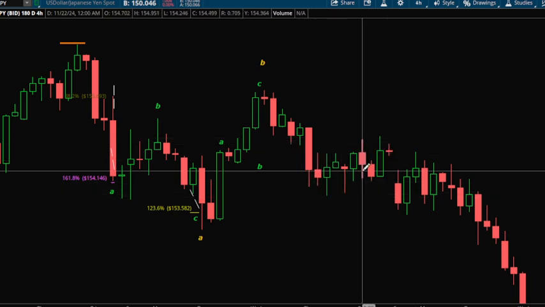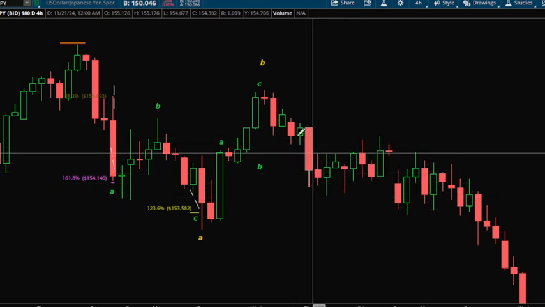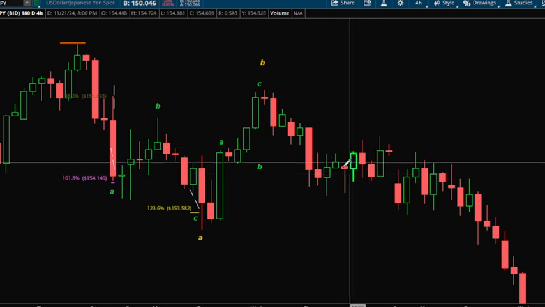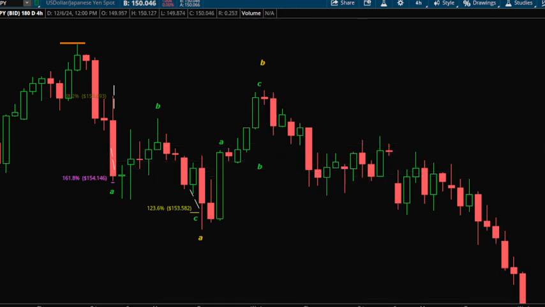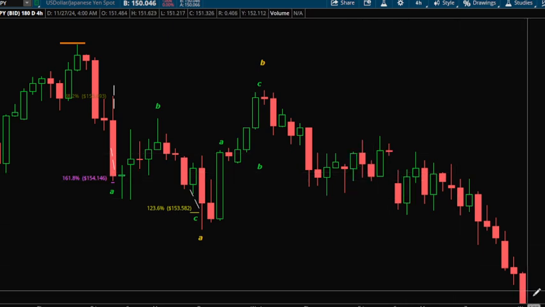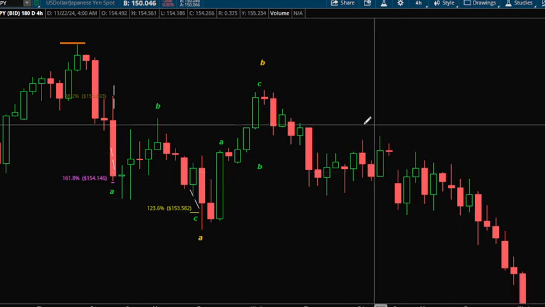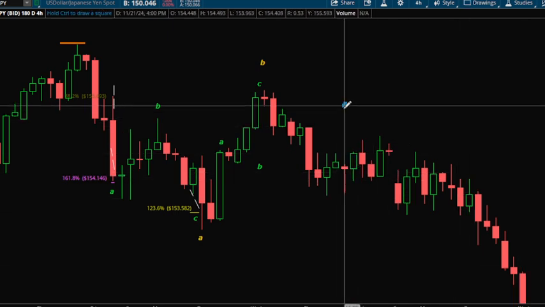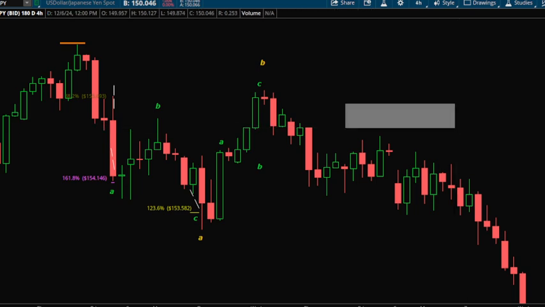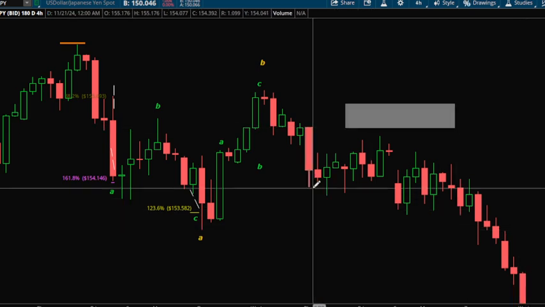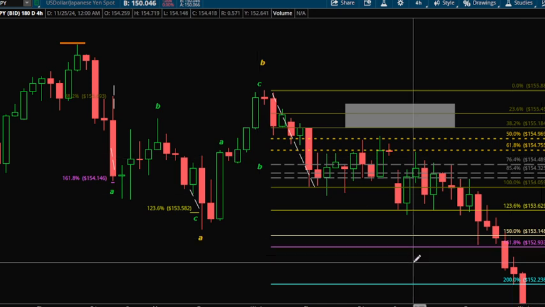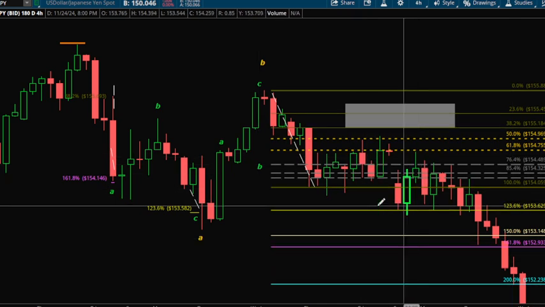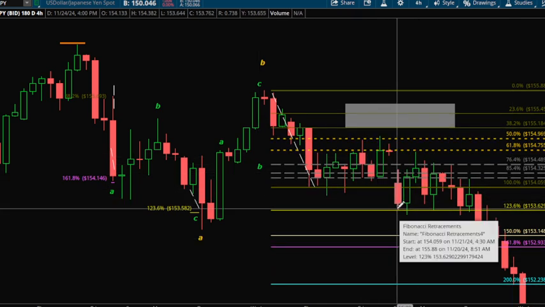Got our channel here. Now we're moving lower. So this would tell me this is the connecting wave from here. So now we might be able to trade. So this gives me a stop loss zone and a target for the next waves. So right away I always look for the 123.6.